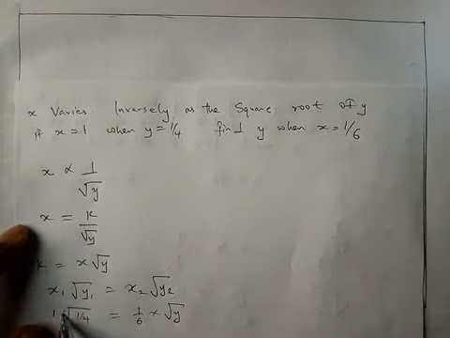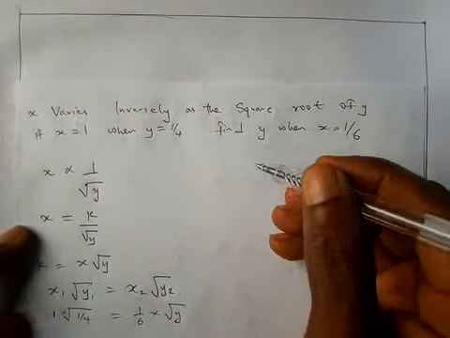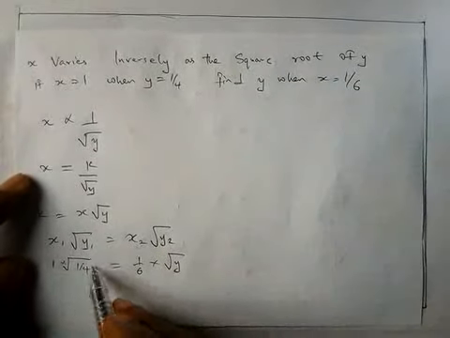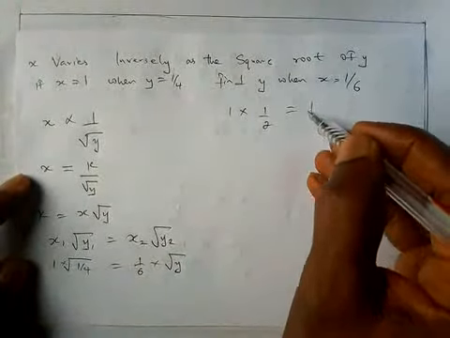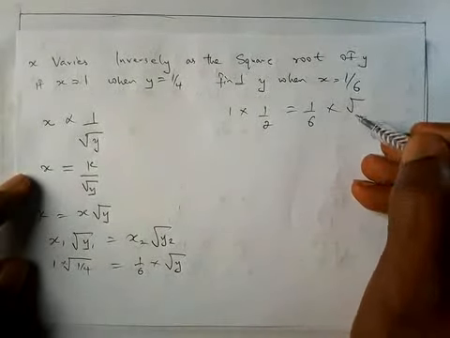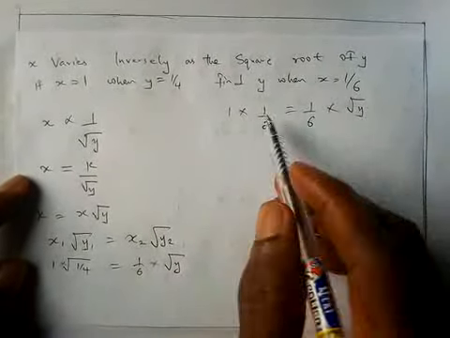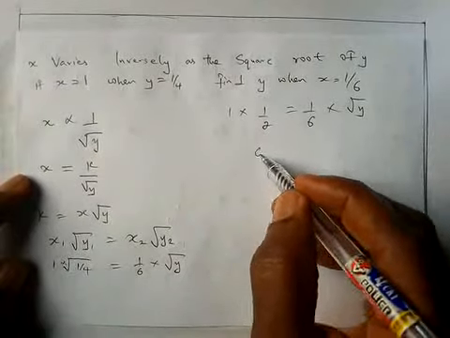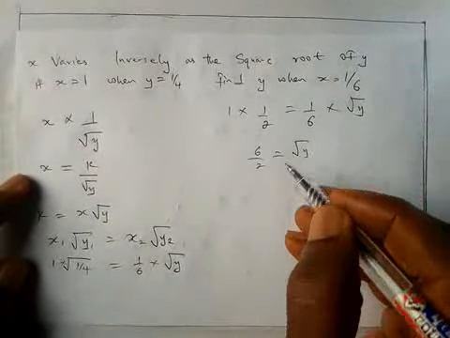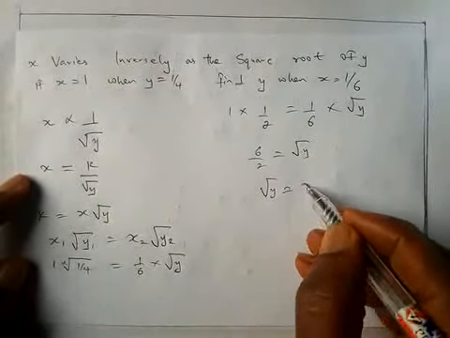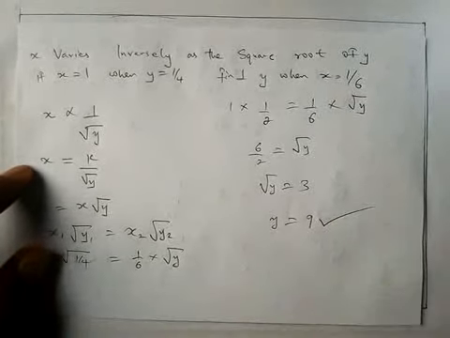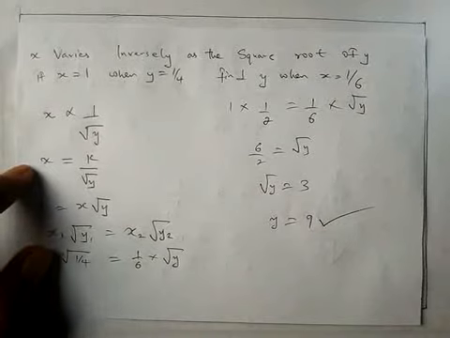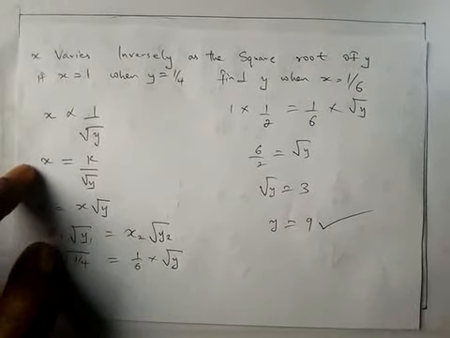Okay, 1 times root of 1 over 4, which is 1 over 2, is equal to 1 over 6 times root y. So this goes here to give you 6 over 2 is equal to root y. Root y is equal to 3, meaning that y is equal to 9. Okay, so this is the length, breadth, and height of variation.